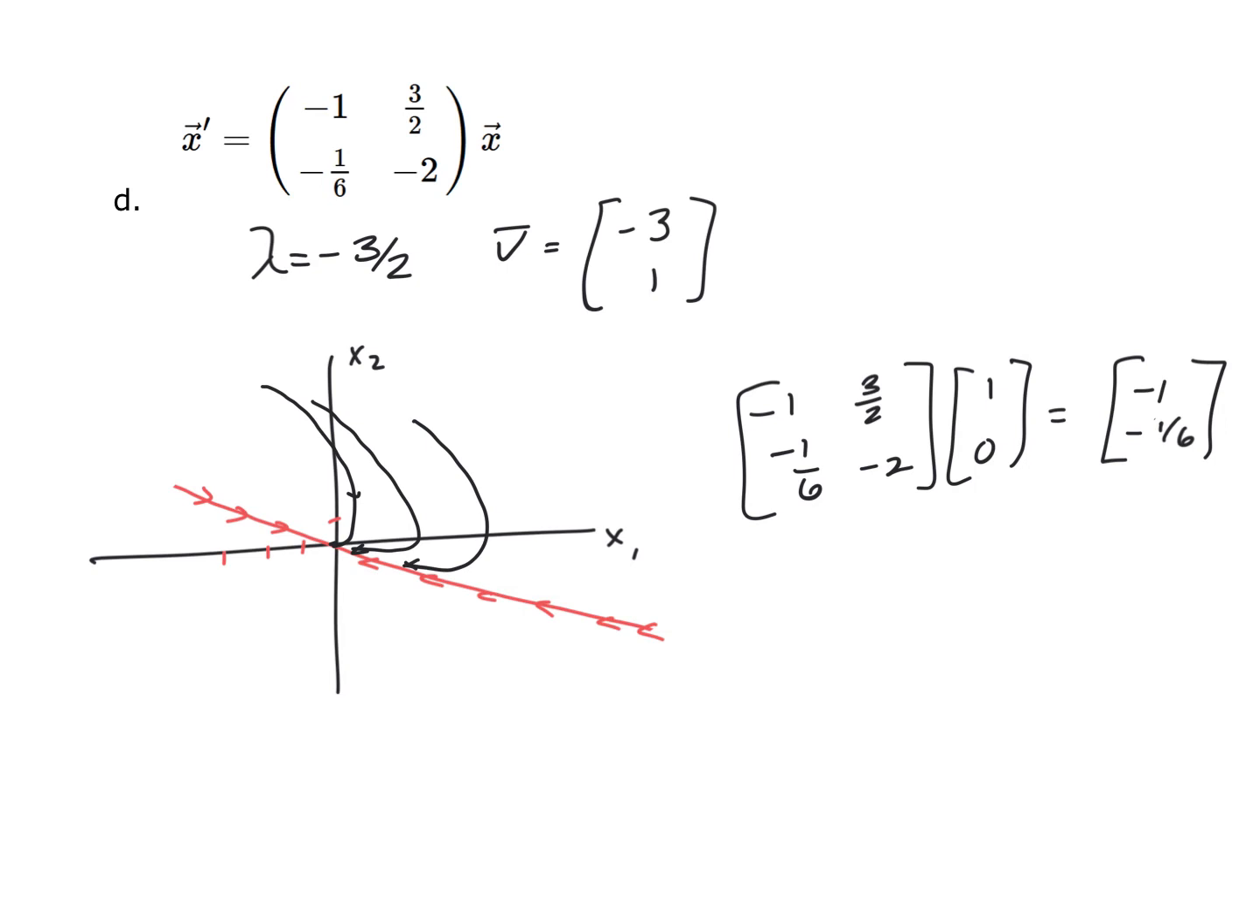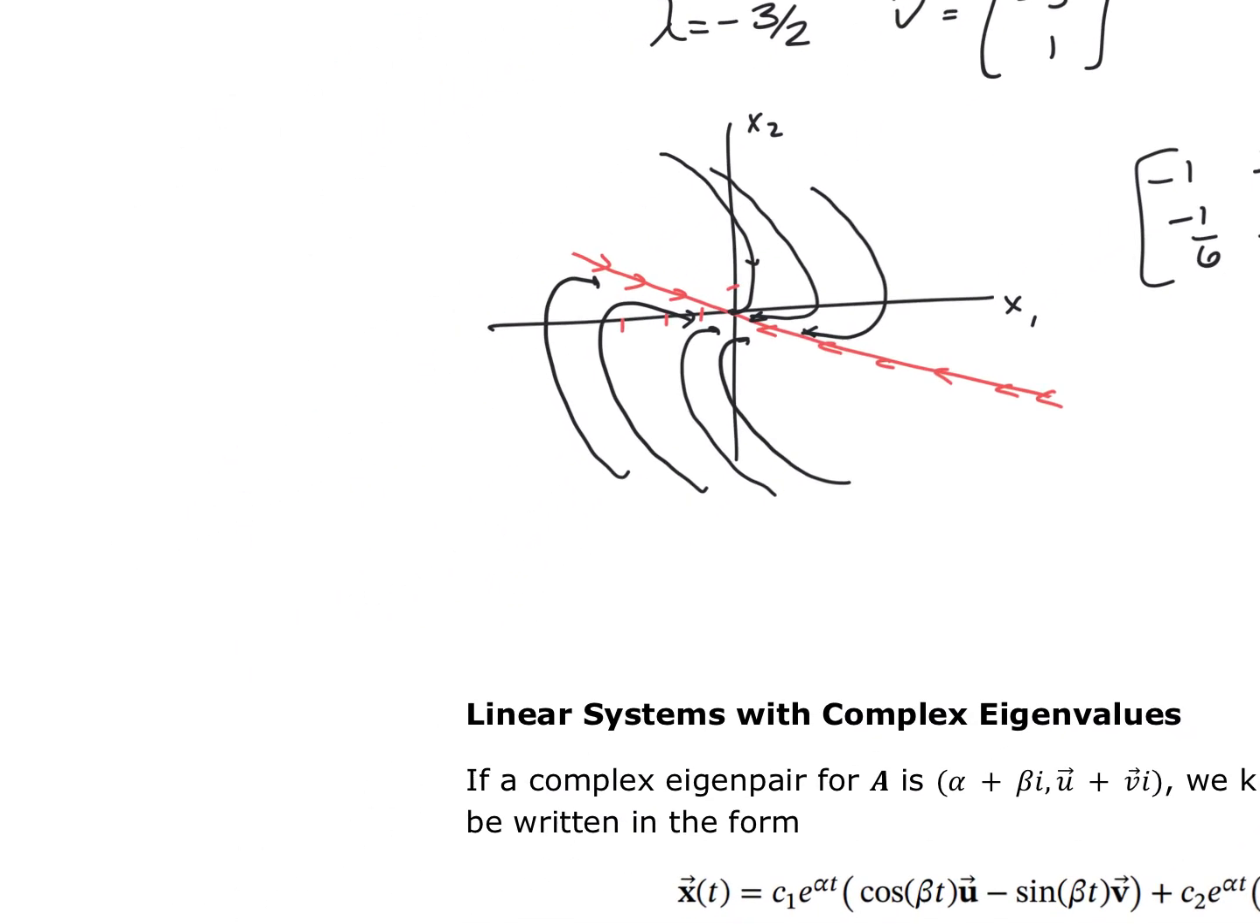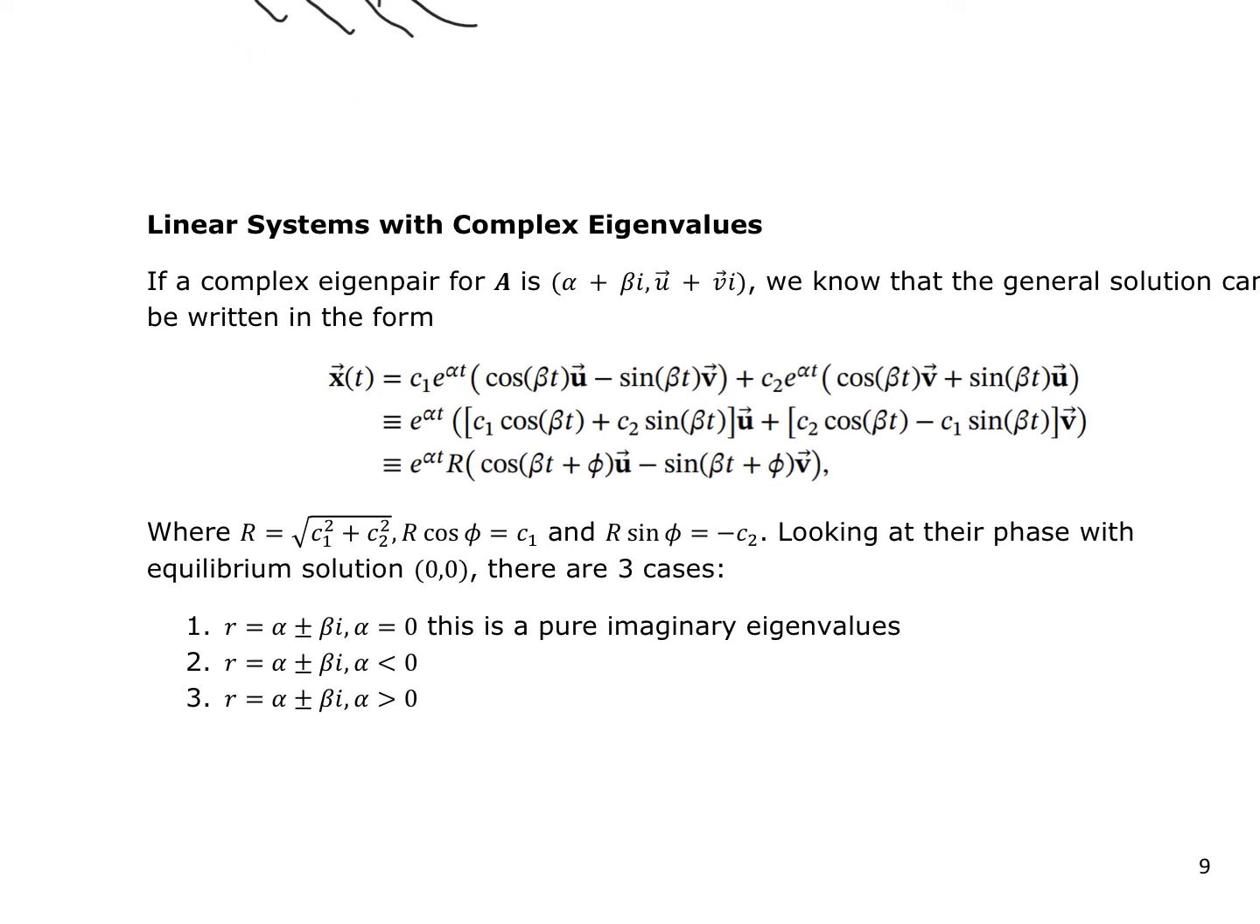And again, these are coming in like this. So these are coming in like this. And so I have this, and this is an improper node, but it is asymptotically stable. Now, let's talk about complex, because that's the only thing we have left to talk about.